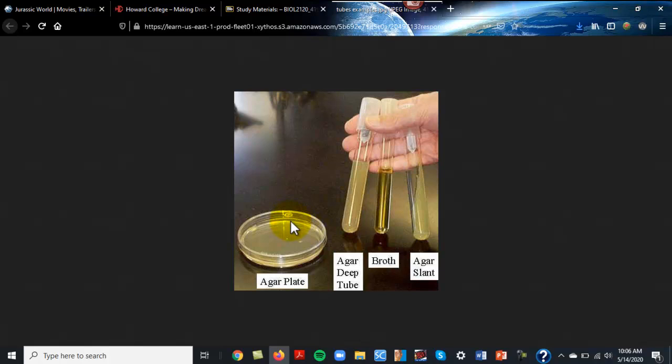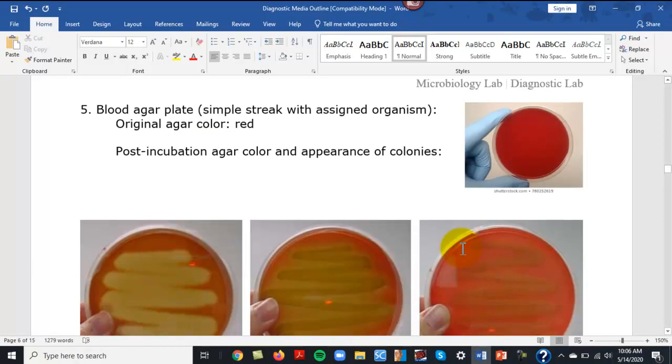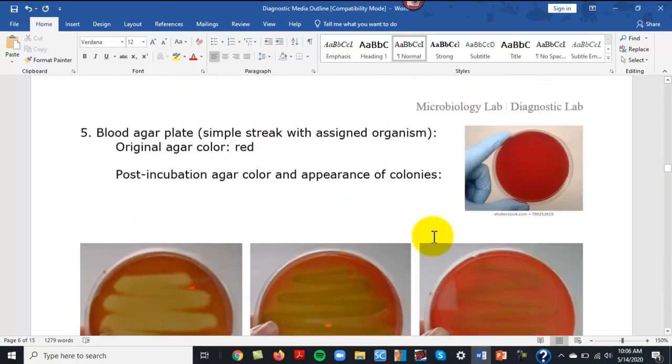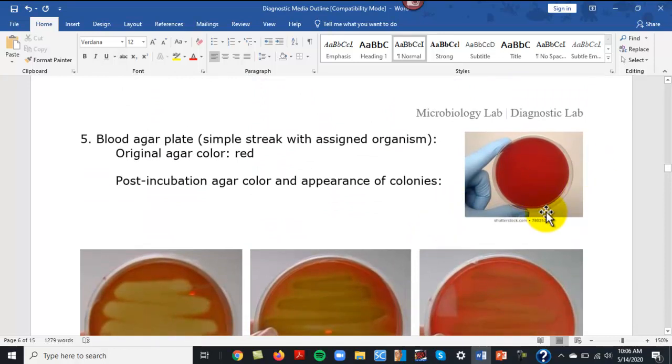When you're making sheep blood agar plates, you use the general media. It's either TSA, tryptic soy agar, or nutrient agar. It will grow anything. And at the end of the procedure, you add some sheep's blood. So 5 to 10% defibrinated sheep's blood. So it's a red color because it's blood, and it has red blood cells in the agar.